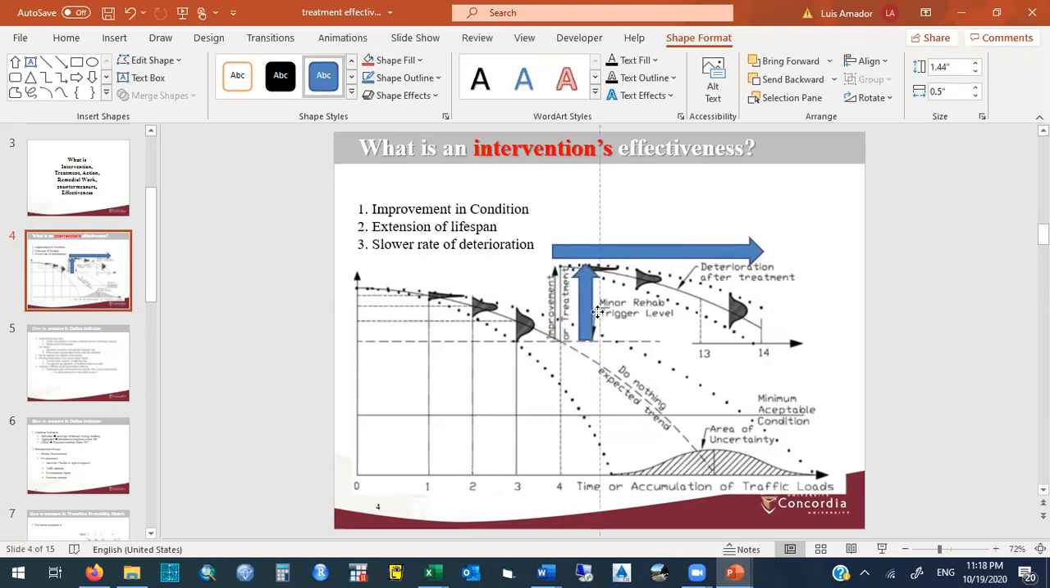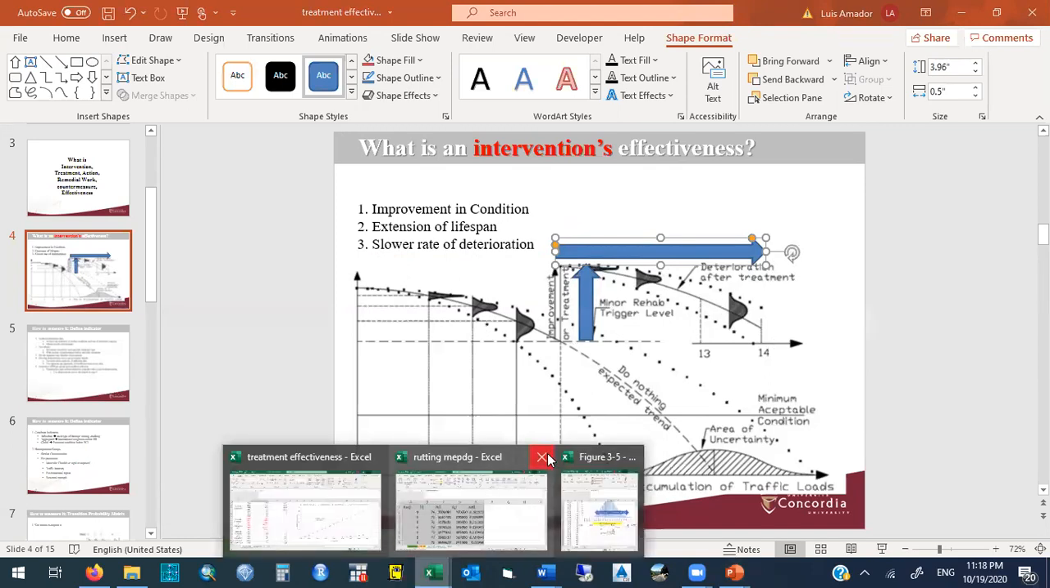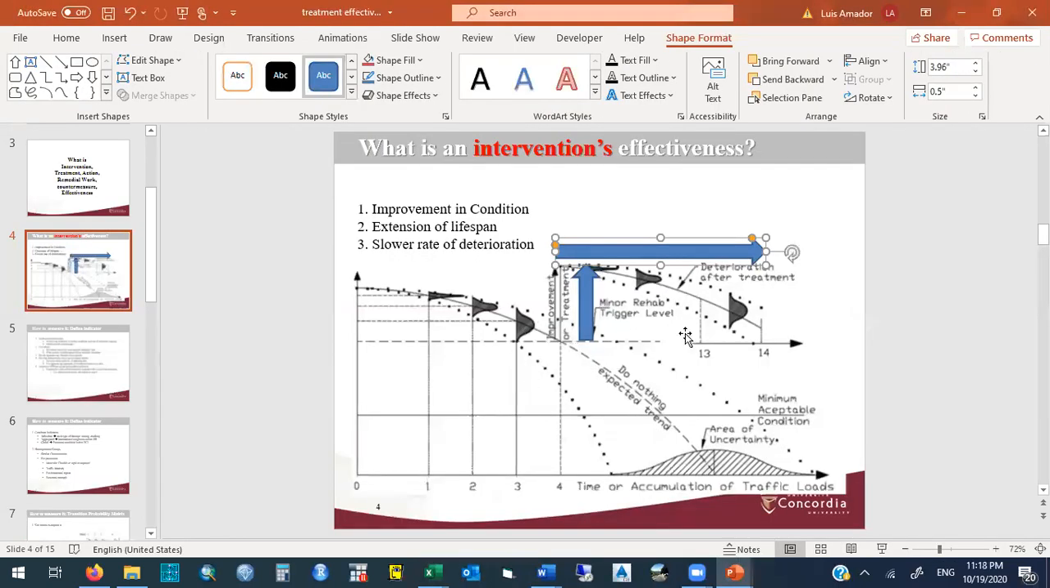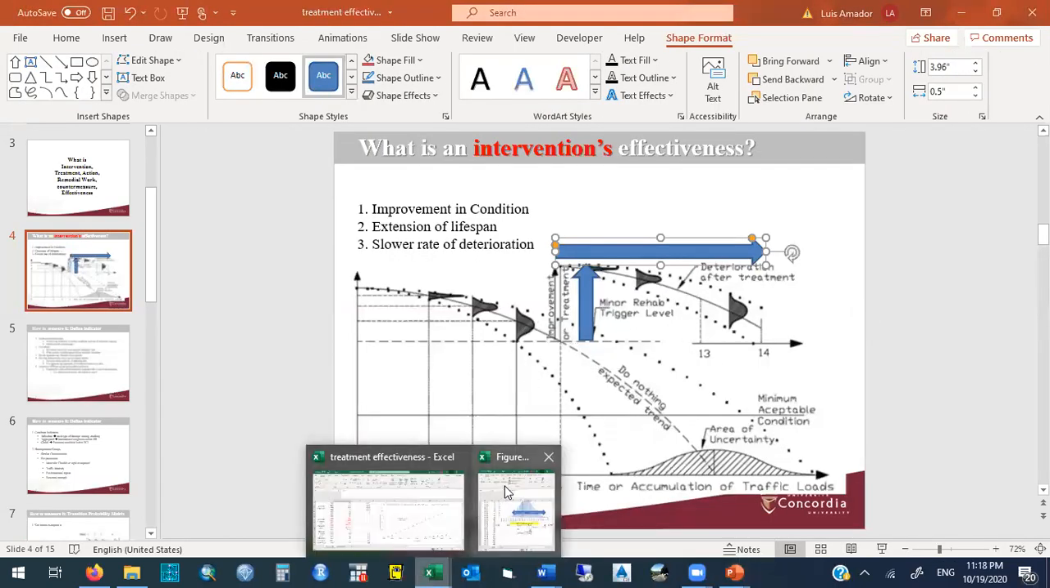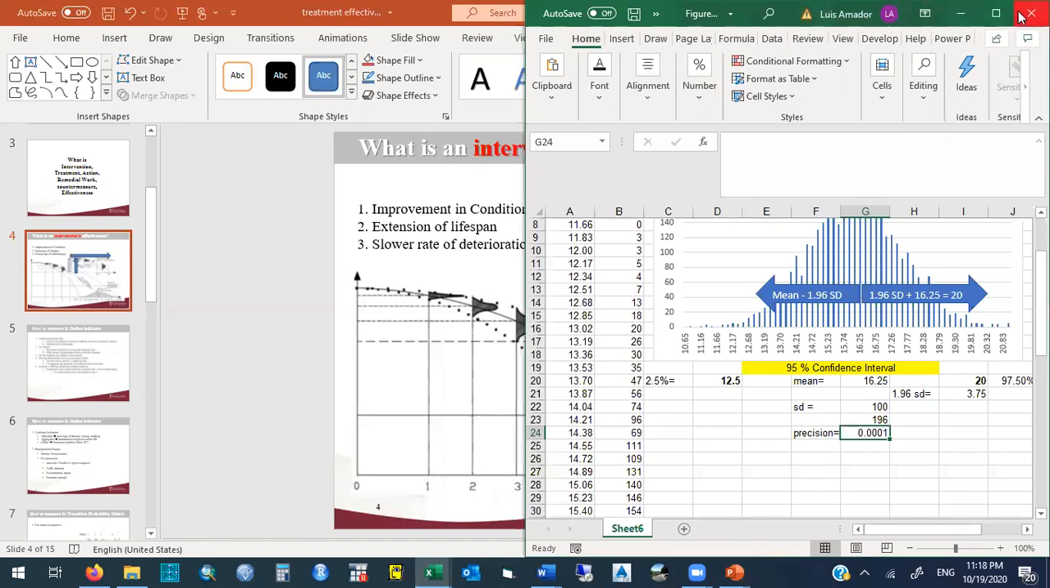This is called the improvement. And this is called the extension on service life. So these are two important concepts. The other one is how fast this is going to deteriorate after you apply the treatment. Is it going to deteriorate faster or slower? Let me see. I think I have an Excel that I can probably open to show you this.